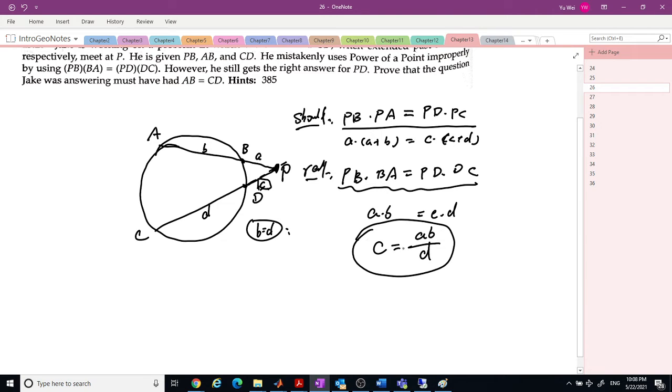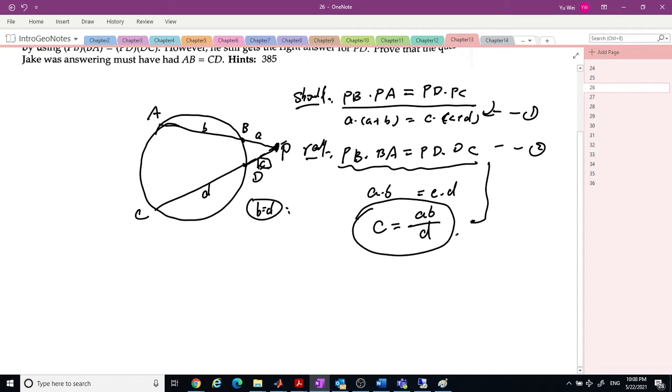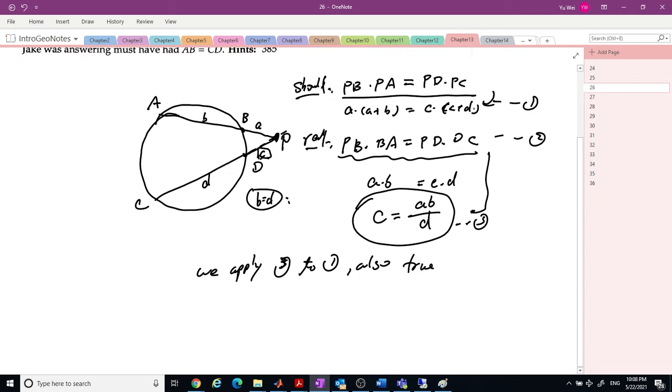So if we solve for c from this equation, this is equation 1, and this is equation 2, right? So c from 2 is equal to c from 1. That means if we apply 2 to 1, it's also satisfied, also true. Let's put c into 1. So a times (a plus b) is equal to c, which is ab over d, times (ab over d plus d).